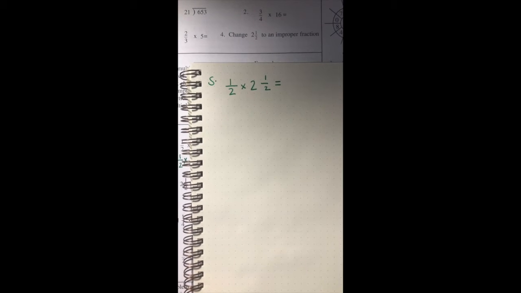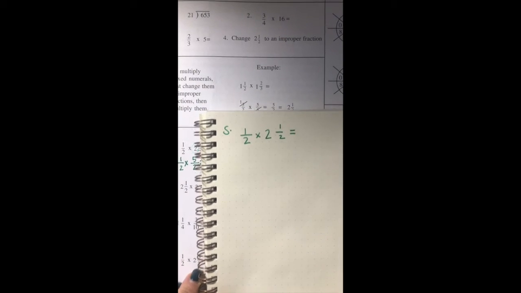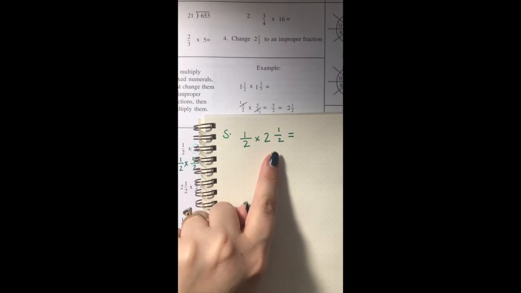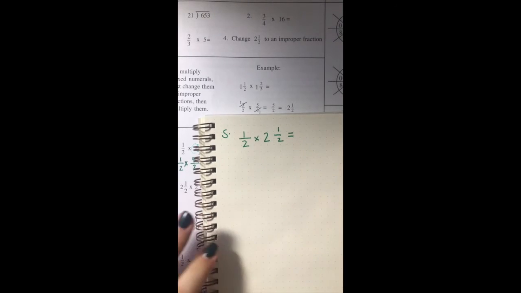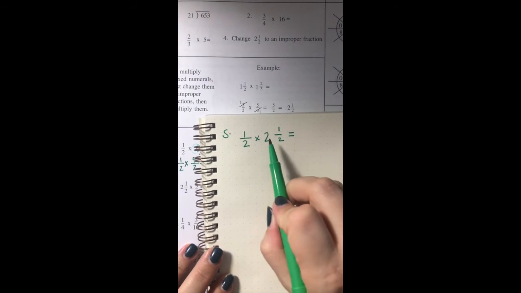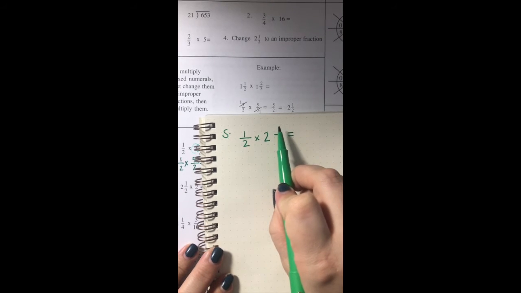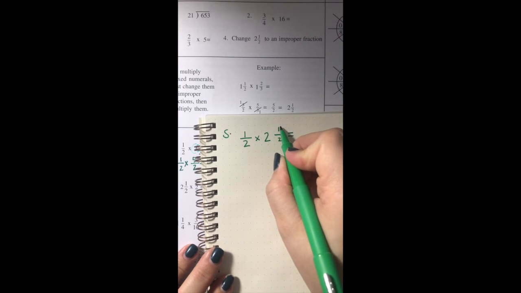So I took out a piece of notebook paper just to go over sample 1 one more time, just in case. So again, we have 1/2 times 2 and 1/2. We have to change this mixed numeral into an improper fraction first. So remember, we multiply the whole number by the denominator and then add the numerator. Again, 2 times 2 is 4, plus 1 is 5.